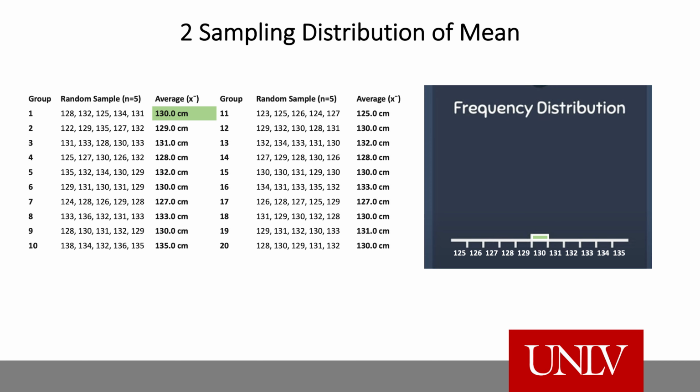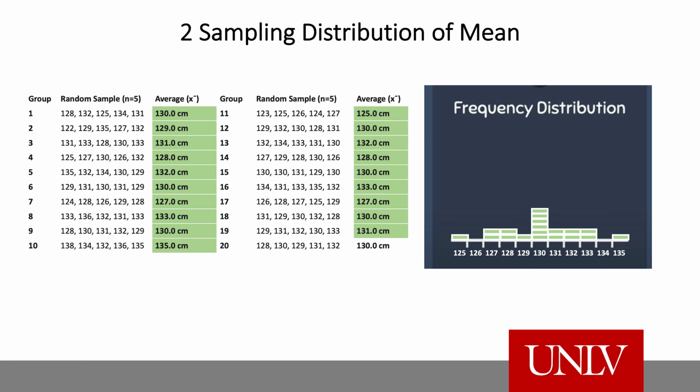The fifth step is to create a distribution of these sample means. Instead of plotting individual heights, we now plot the 20 sample means on a frequency chart. When we do this, we start to see a pattern. Most of the sample means fall close to 130 centimeters, while values far away from 130 are rare.